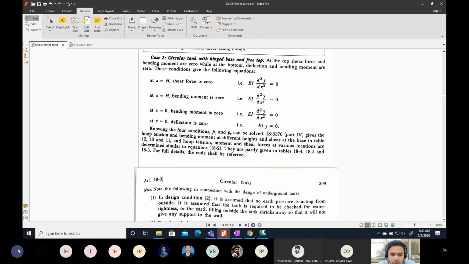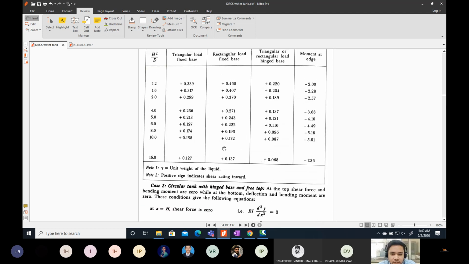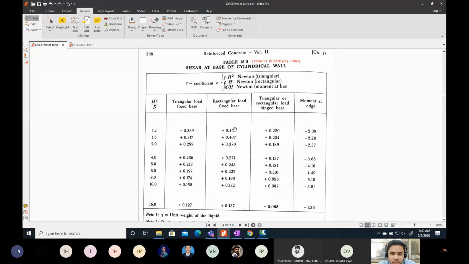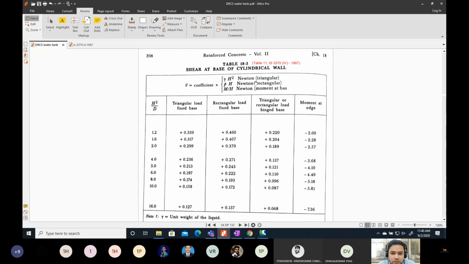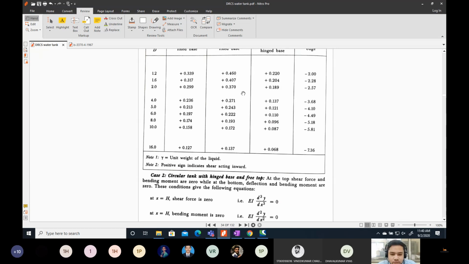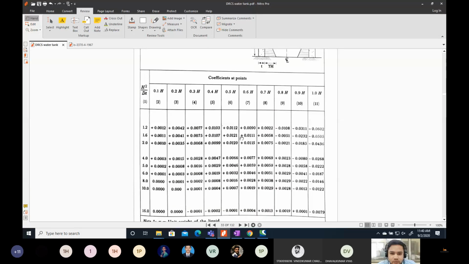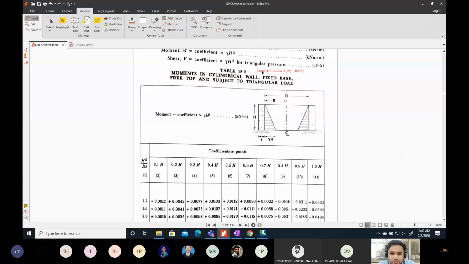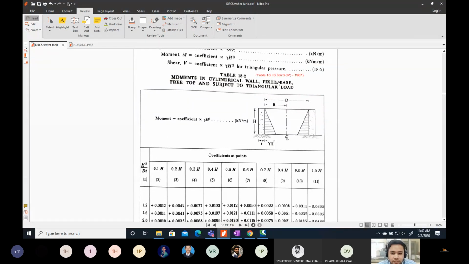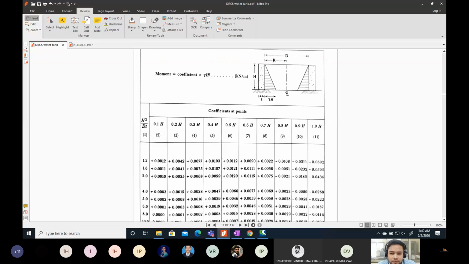Okay. And it is reproduced from table 11 of IS 3370 Part 4. In the same way, the moment coefficient table is reproduced from table 10 of IS 3370 Part 4.